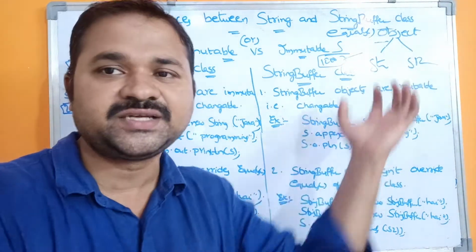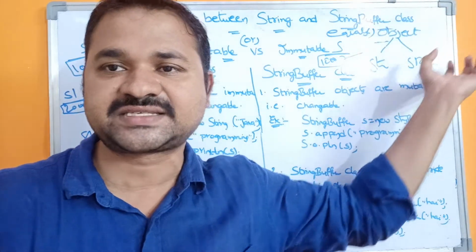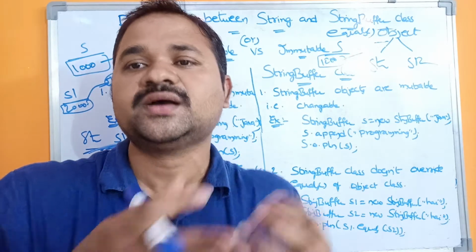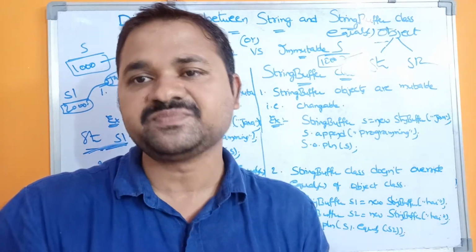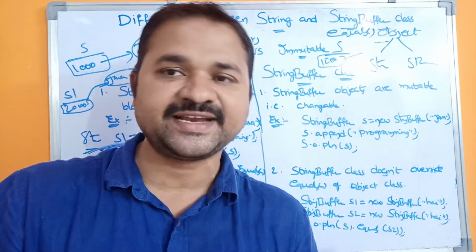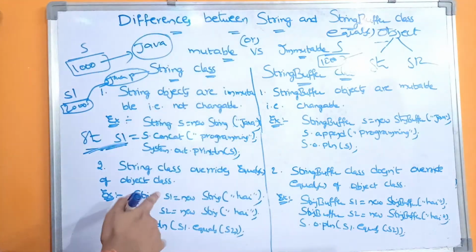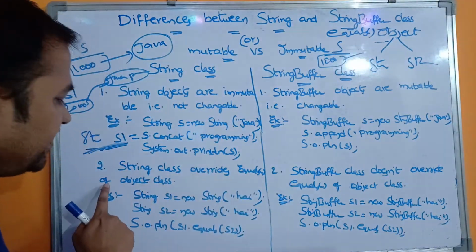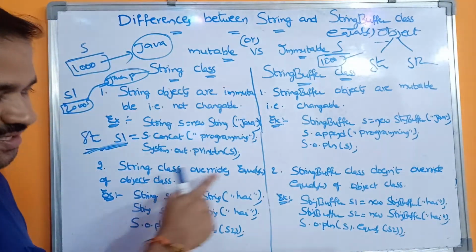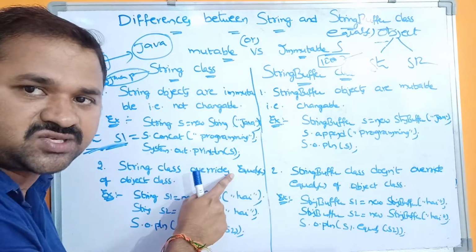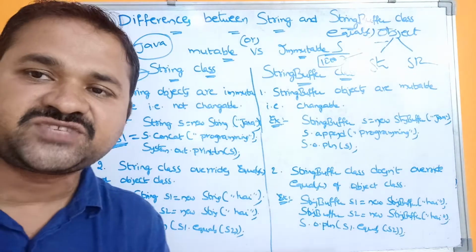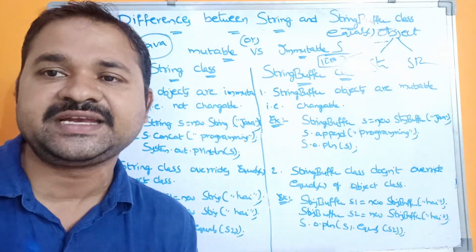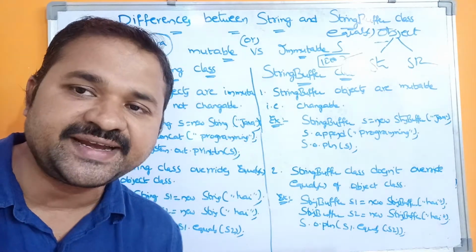So we know what the task of the equals method in the Object class is. The equals method checks whether two references are the same or not. If they are the same, then it returns true, otherwise it returns false. So let's see that point here. The String class overrides the equals method of the Object class. So in the String class, the equals method checks whether the contents of two strings are equal or not. If they are equal, it returns true, otherwise it returns false.